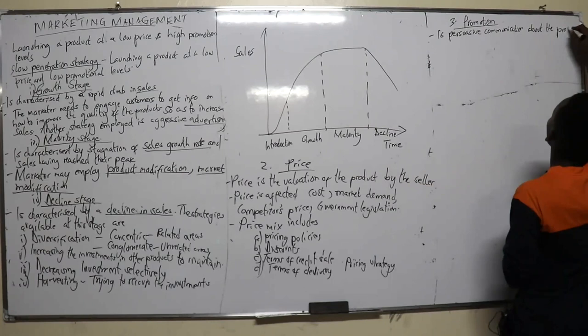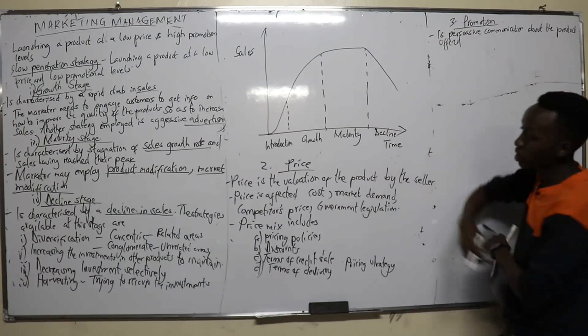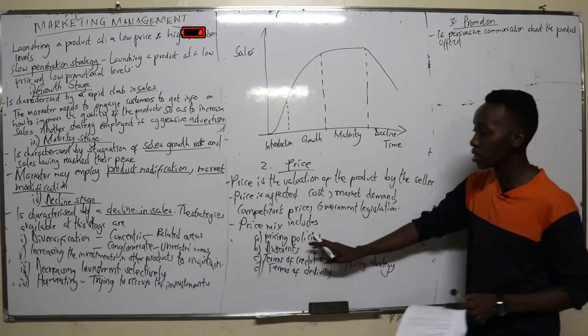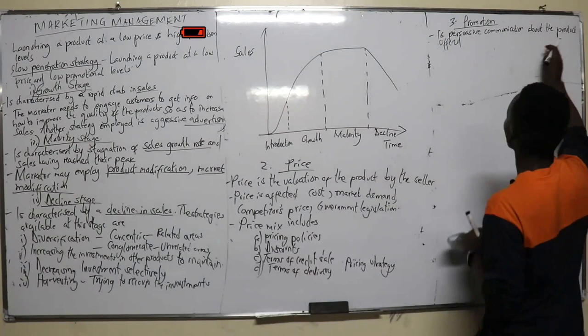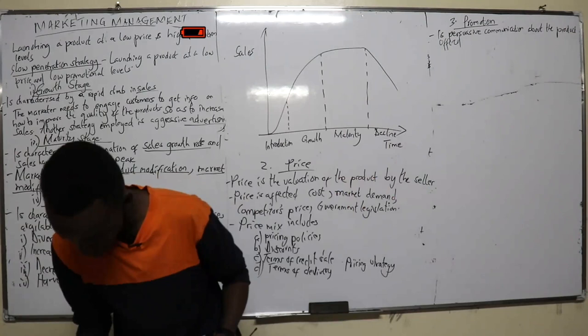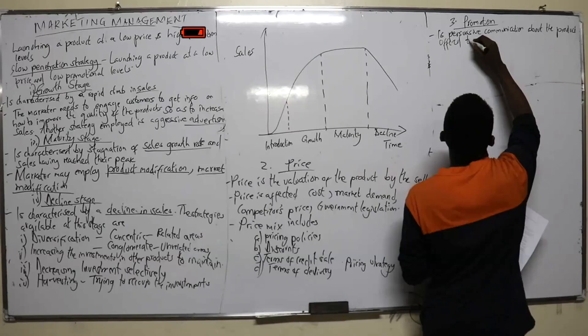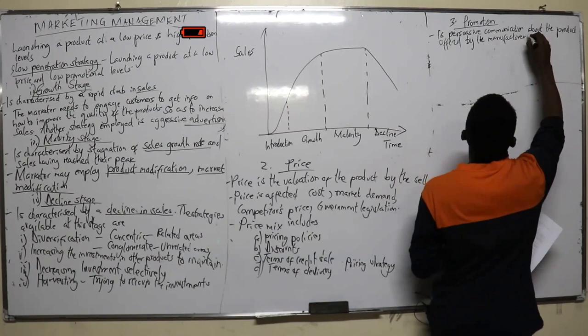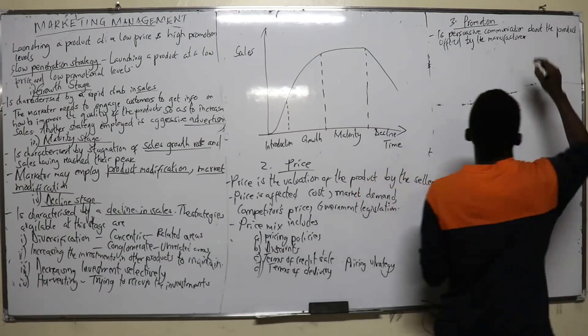So if you're asked what are some of the contexts that will influence how you come up with a price mix, these are what you can also list. And then promotion is persuasive communication about the product offered by the manufacturer to the potential customer. How do you get individuals to buy your goods?